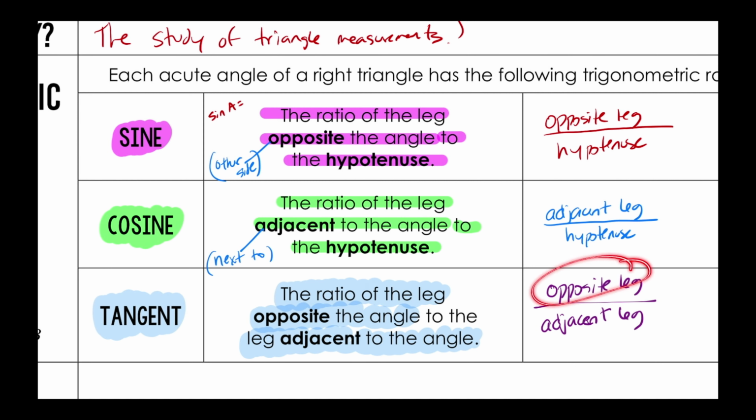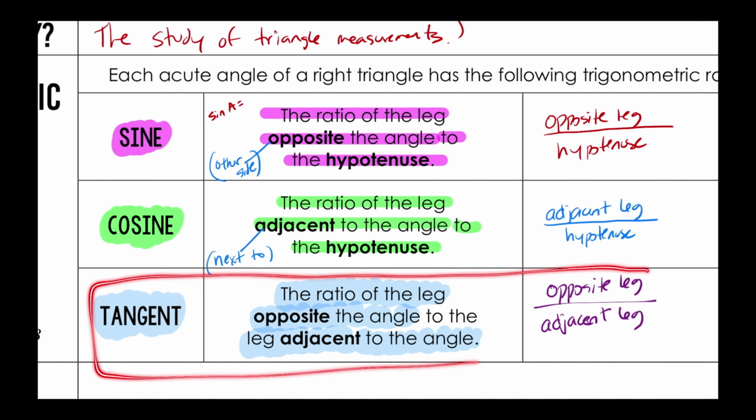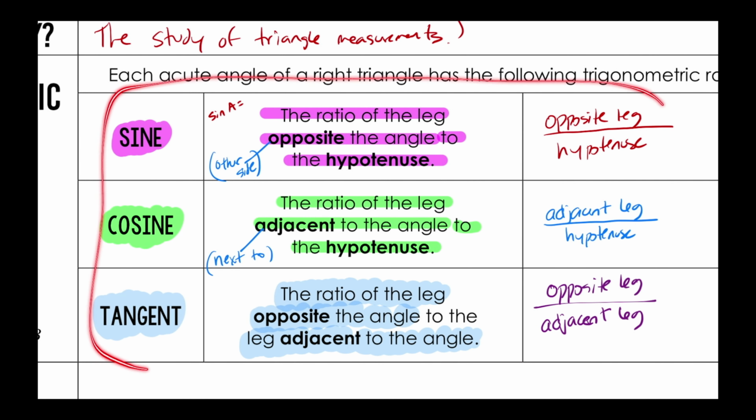Yes, if you know the opposite and adjacent leg, you can use the Pythagorean Theorem to find the hypotenuse. Yes, that is true. Someone said that in the chat. Good job. But sometimes it's just easier when we're doing stuff to use tangent. But we use all three.